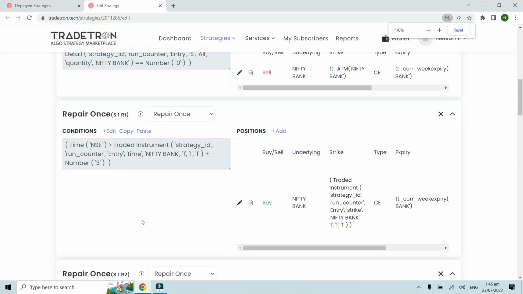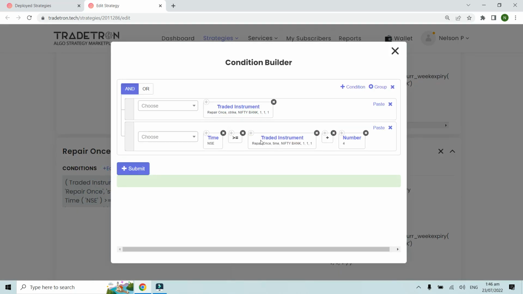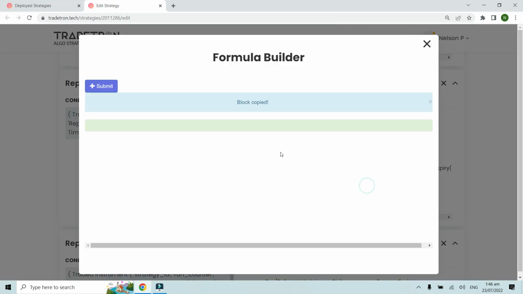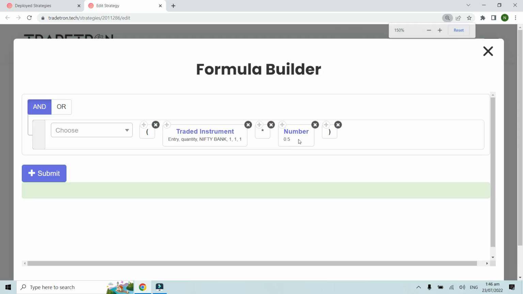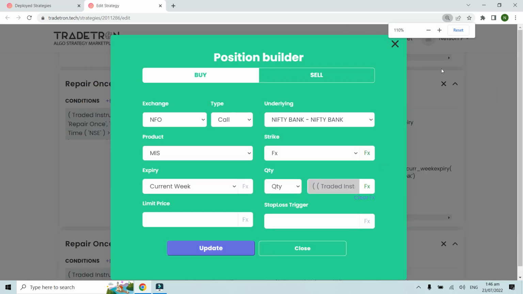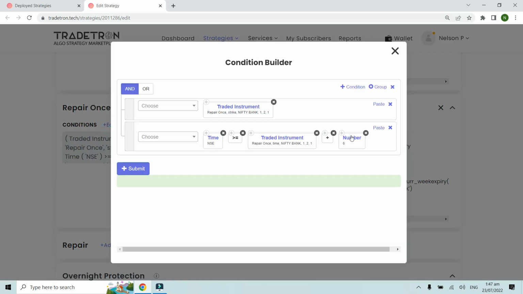So that's the reason why it will take 25% of the quantity in the first repair. All right, in the second repair, after the first repair has been triggered, after 4 minutes, in quantity fx we will square off 0.5. That is basically 50% in this case, right? So of the quantity, 50% will be squared off. All right, strike again will be the same as we have already discussed, and then in the third repair we will basically square off one more quantity after 6 minutes.